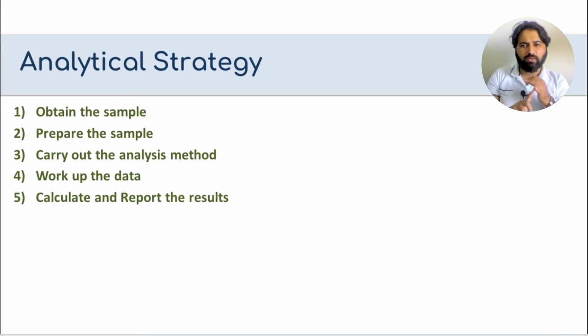You first obtain the sample, the source of the sample, right? It must be the right sample. Then we start the sample preparation: what type of instrument and glassware you are using, which must be calibrated, and what chemicals you are using. Then carry out the analysis: which analytical method is best for the given sample, basically based on the nature of the sample. And then work up the data.